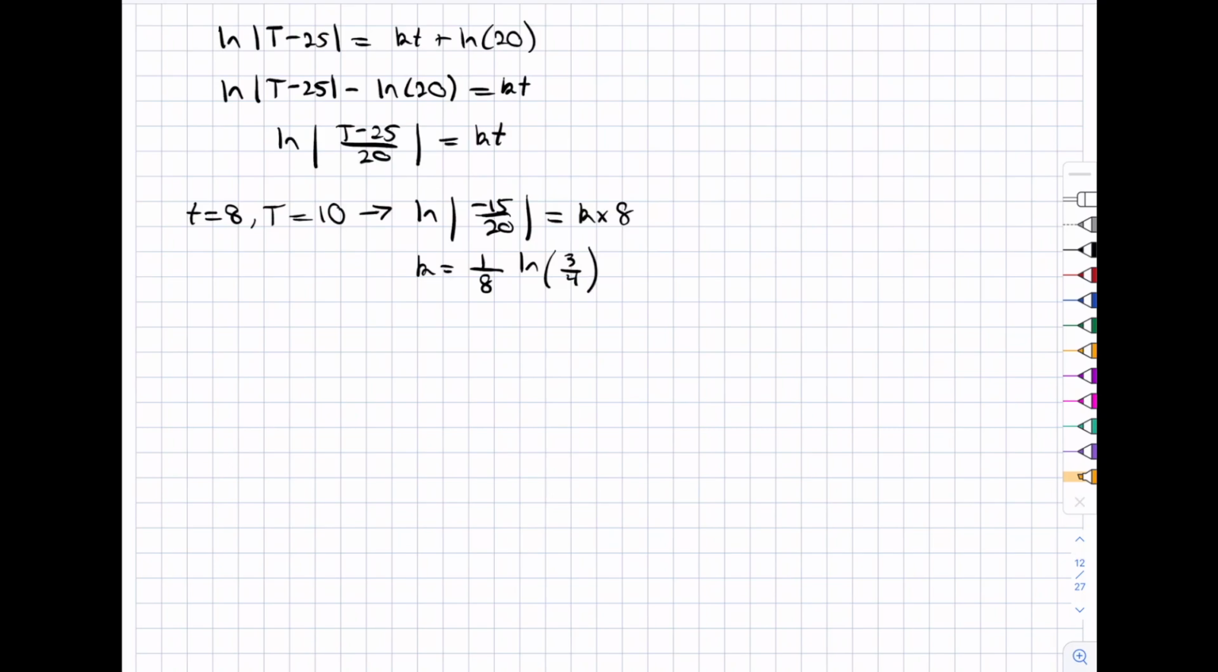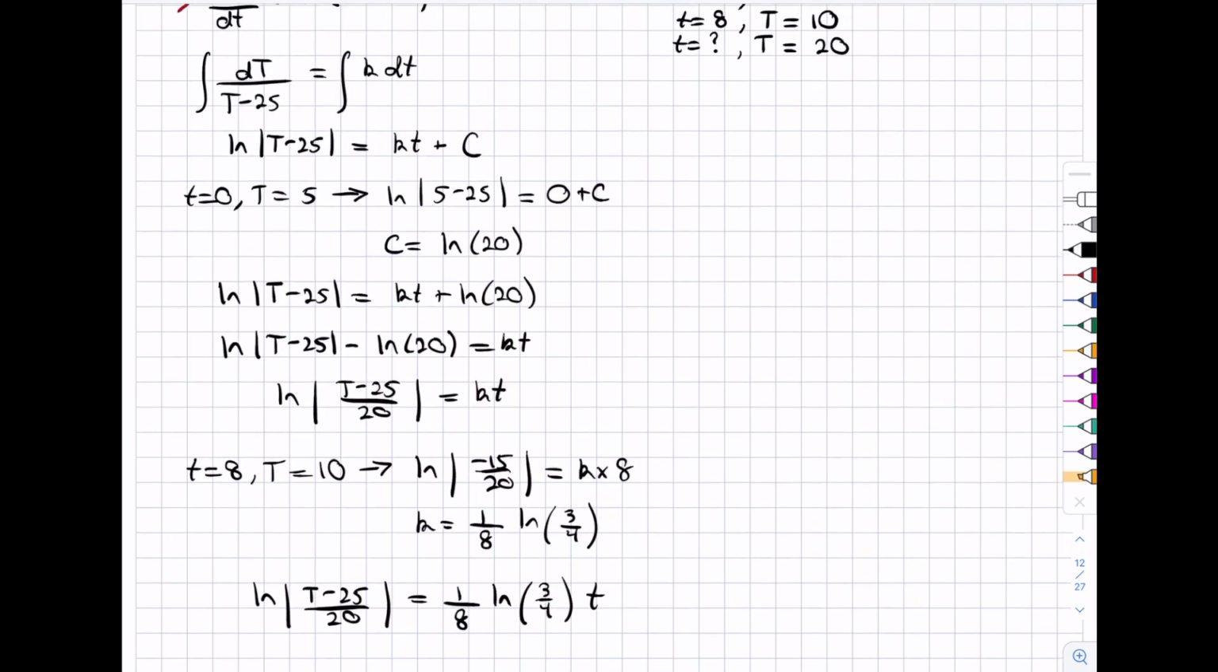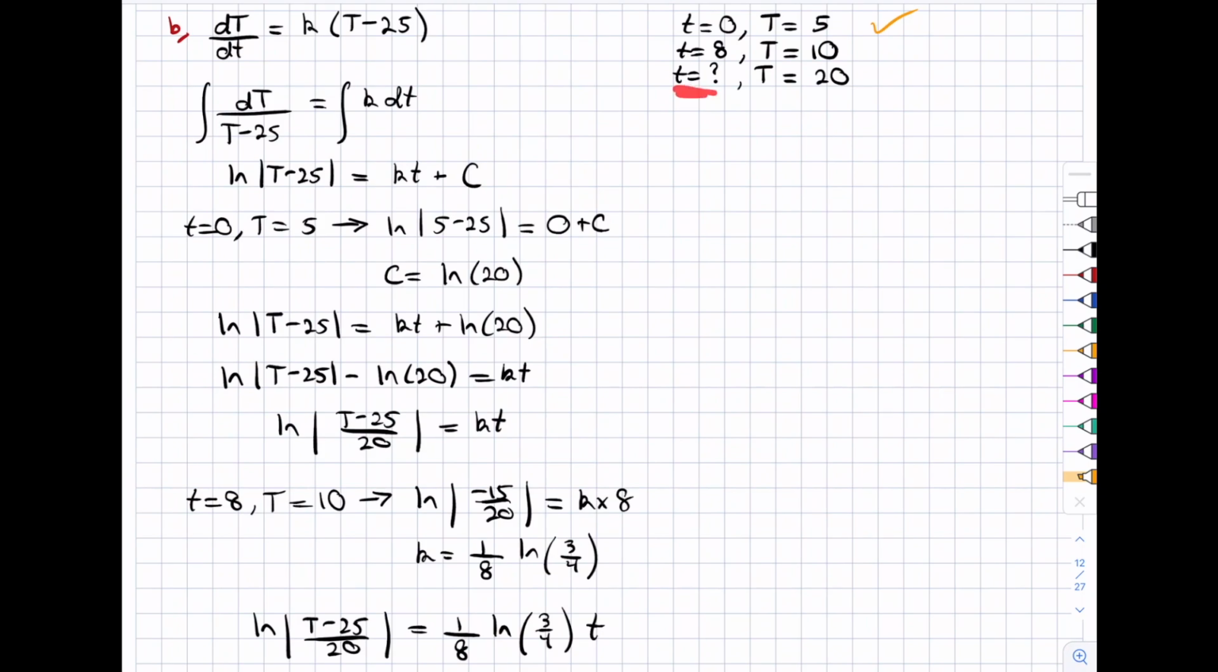And so I can go ahead and substitute that back into this equation, constantly updating my equation whenever I work out a bit of information. I get log of |T minus 25| on 20 equals 1 on 8 log of 3/4 times t. Okay, now we want to work out what is the value of lowercase t when capital T is 20.